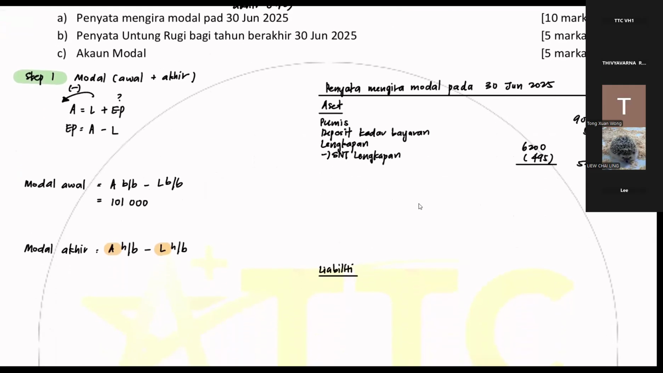Next one, 290 bank, we can make it short. Bank, 7,560. Simpanan tetap, 5,000. Inventory akhir. Remember, always take the latest figure. 11,410.